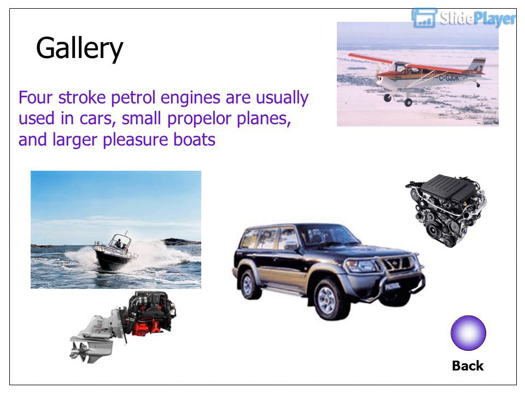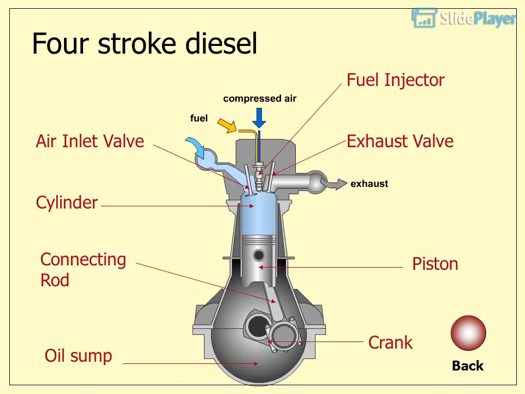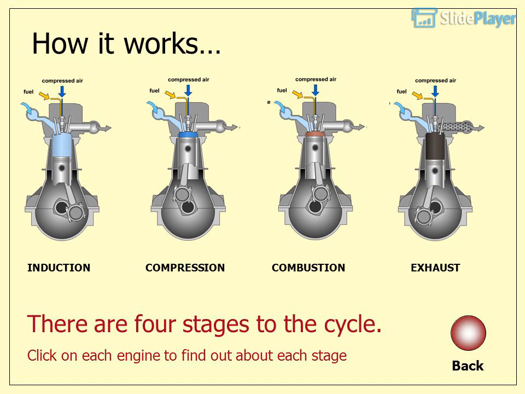Back. 4-stroke diesel engine. Find out about the parts. Watch an animation. How it works. Gallery. Back. 4-stroke diesel: fuel injector, air inlet valve, exhaust valve, cylinder, connecting rod, piston, crank, oil sump. Back. How it works.